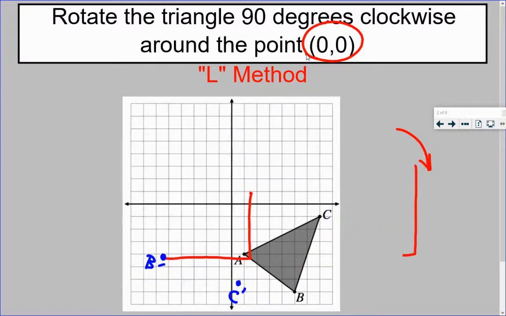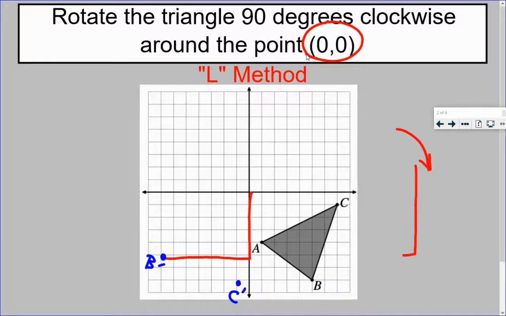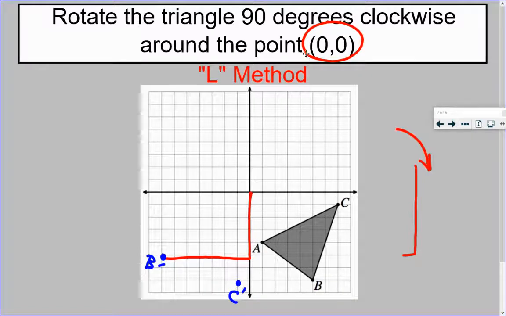Let's see, where did that end up? Okay, there we go. I got my L out of the way. Now I'm going to draw my last L. I like to go over and down. And then I'm going to rotate that L this way.